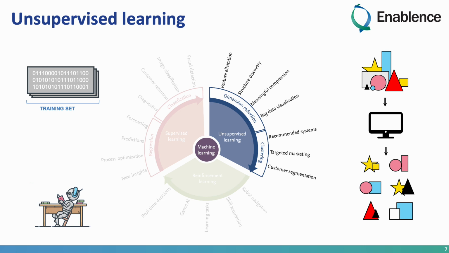A more realistic example of unsupervised learning would be to look for trends and correlations within a large amount of high-dimensional data in a manufacturing plant.